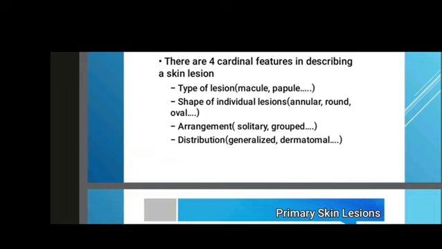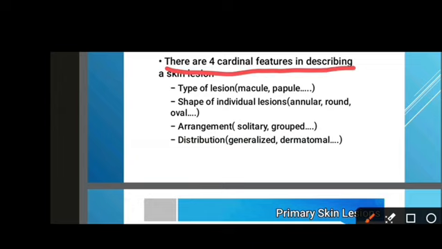When we classify, skin lesions are classified as primary skin lesion and secondary skin lesion. With regard to morphology, the initial lesion to the skin is said to be the primary skin lesion, while any modification to the primary skin lesion is said to be a secondary skin lesion. There are four cardinal features in describing a skin lesion: the type of the lesion, the shape of the individual lesion, the arrangement of the skin lesion, and the distribution of the skin lesion.